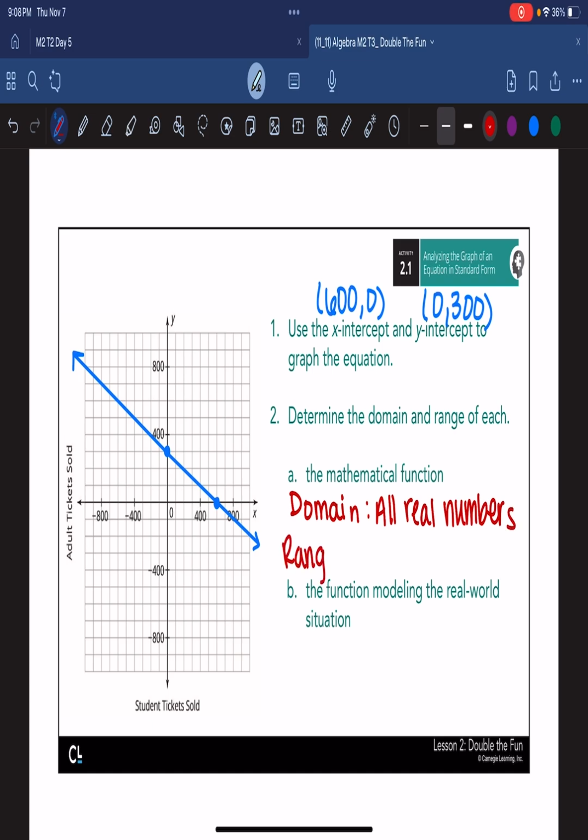Then I need to do my range. Again, range means all real numbers, or my range means all possible y values. If I look at my function here, they both have an arrow on both sides. So that means it's going to be going up and down forever for my y values. So my range is also going to be all real numbers.